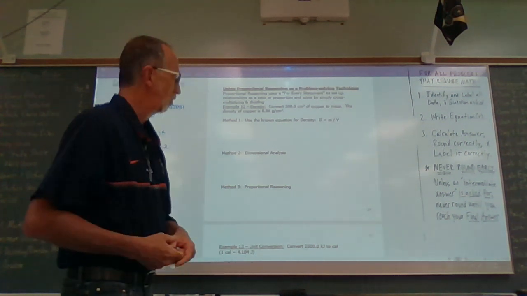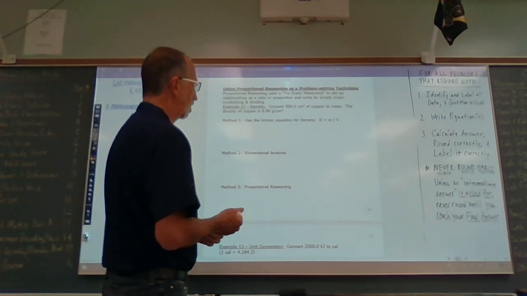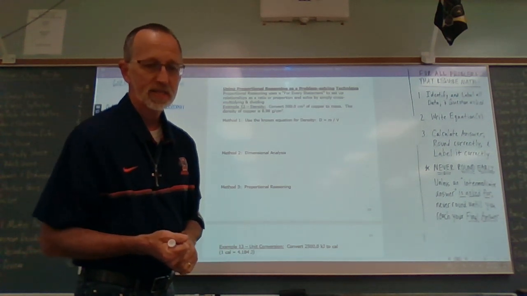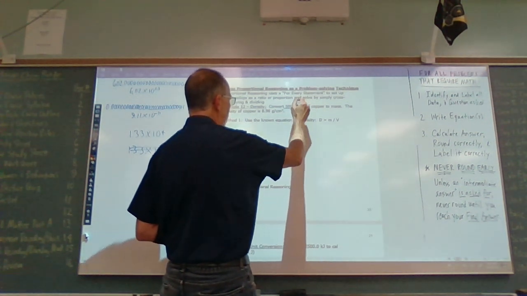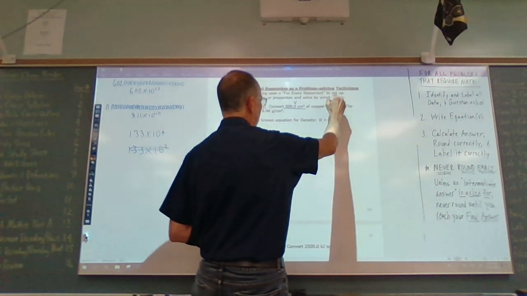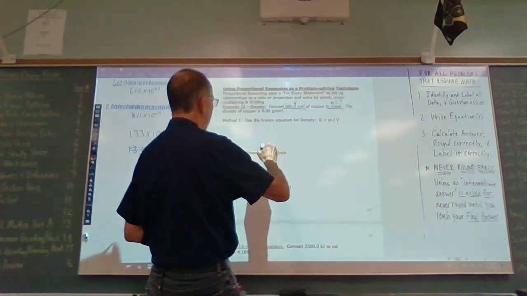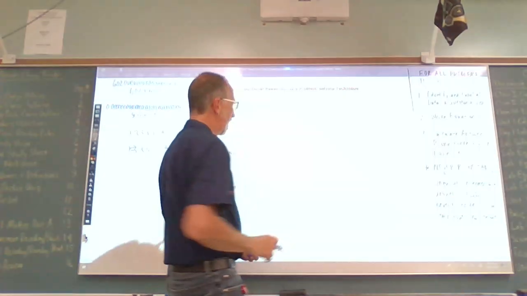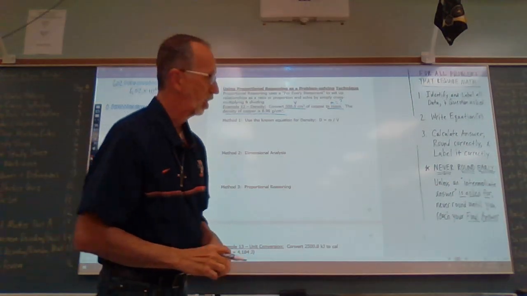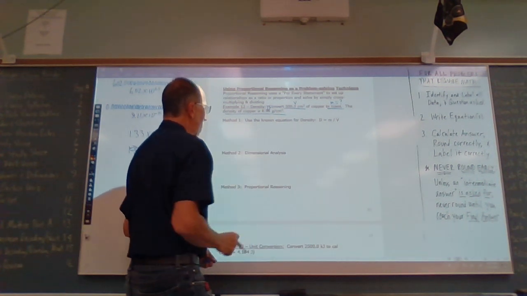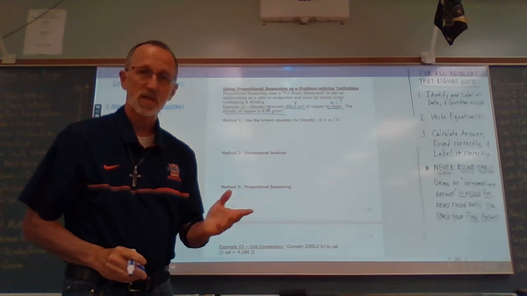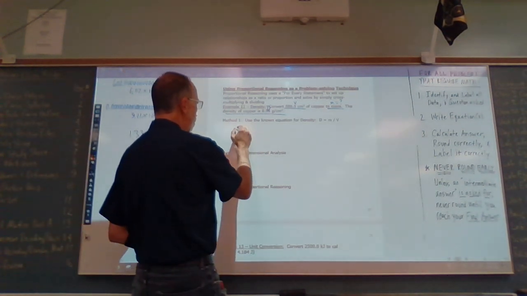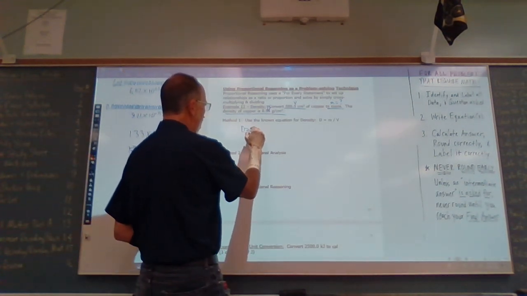So the first example, we have a density problem here. We're going to convert 500.0 centimeters cubed of copper, so that's our volume, to mass. The density of copper is 8.96 grams per centimeter cubed. So there's the density. One way we could solve this problem is by using the density equation. We talked about this yesterday. So we could use D equals M over V.